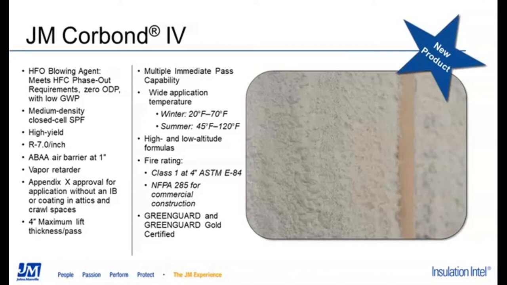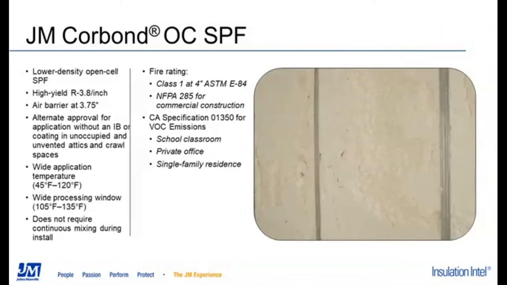The only real significant difference with the blowing agent is we don't see as high a yield as we did with our Corbon 3. When I talk about 5,100 board feet with Corbon 3, with Corbon 4, we're anywhere between 4,800 to 4,900. But against our competition, it's still close to 300 to 500 more board feet per set than our competition.